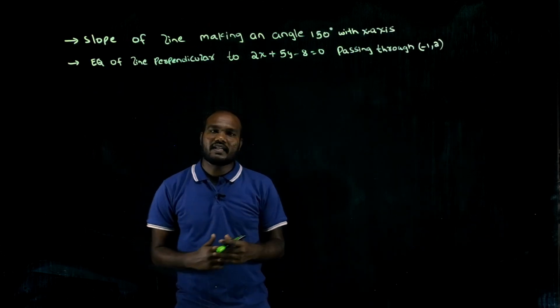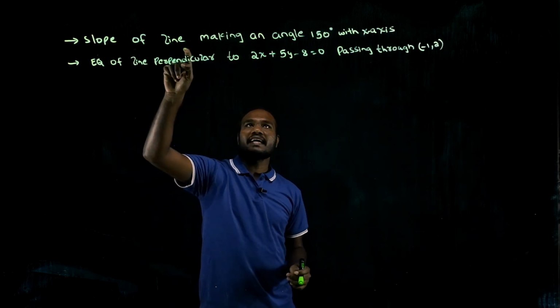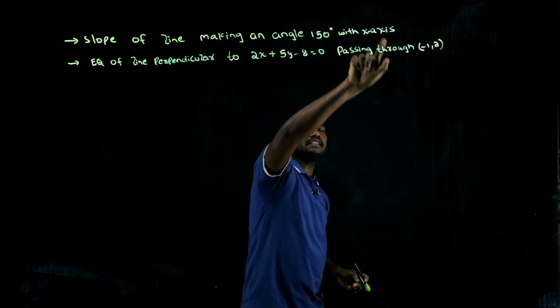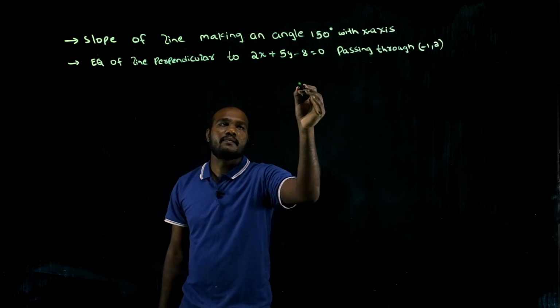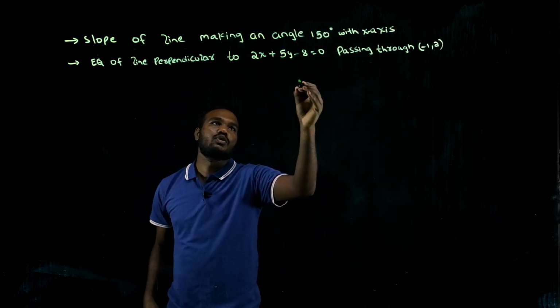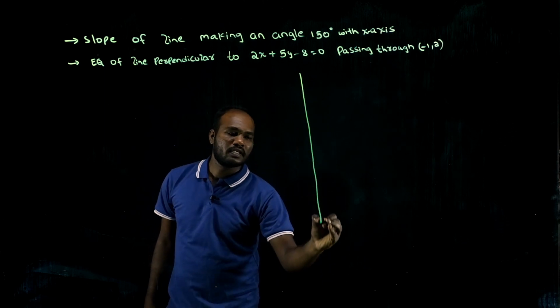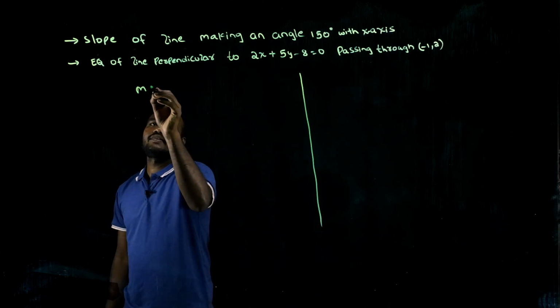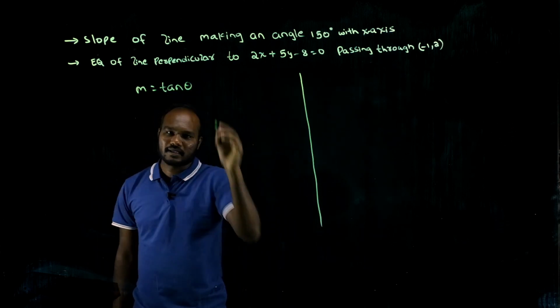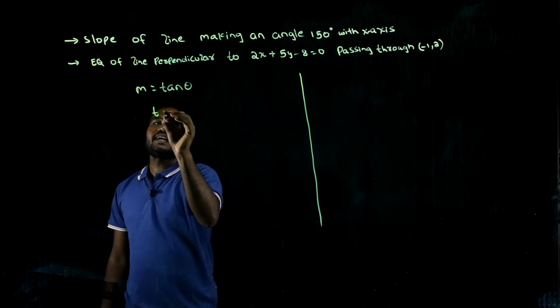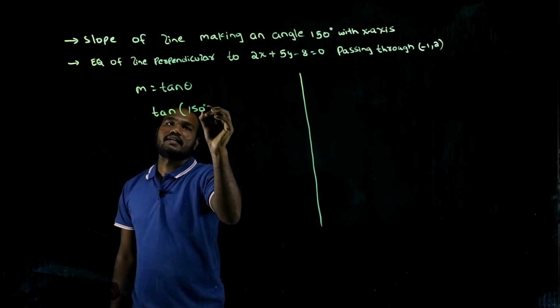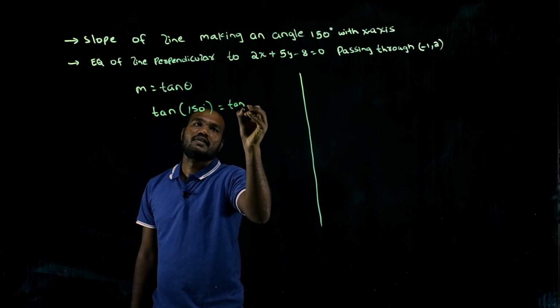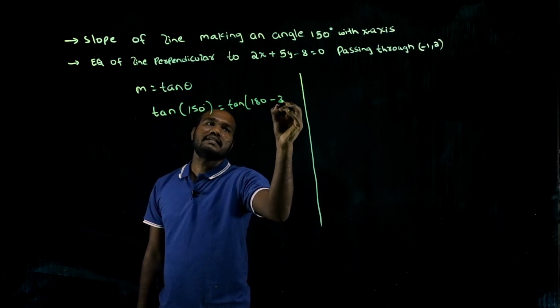Okay. Let's go through this. The slope of a line making an angle 150 degree with x-axis. See here what is telling. We have to find a slope. Okay. How to find slope? The slope formula m is nothing but tan theta. So what is given? We have to find the tan 150 degree. Tan 150 degree is what? Tan of 180 minus 30 degree.